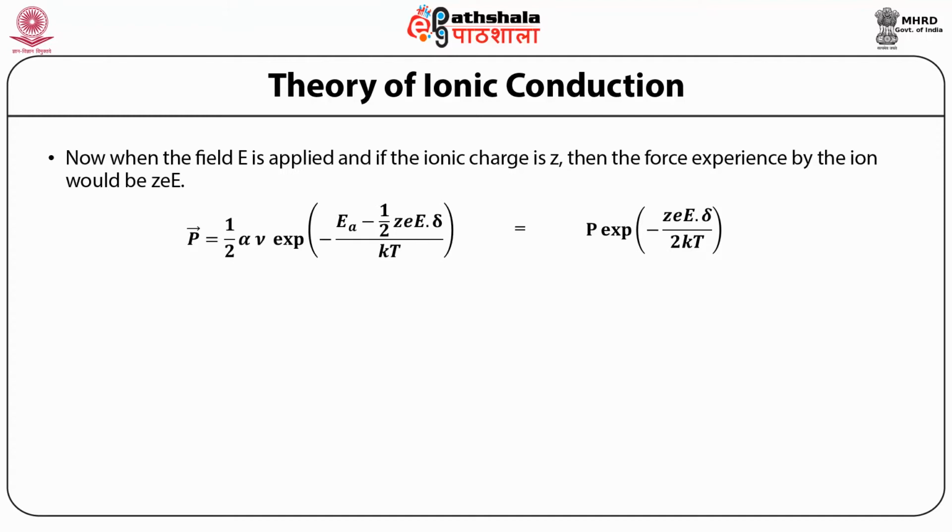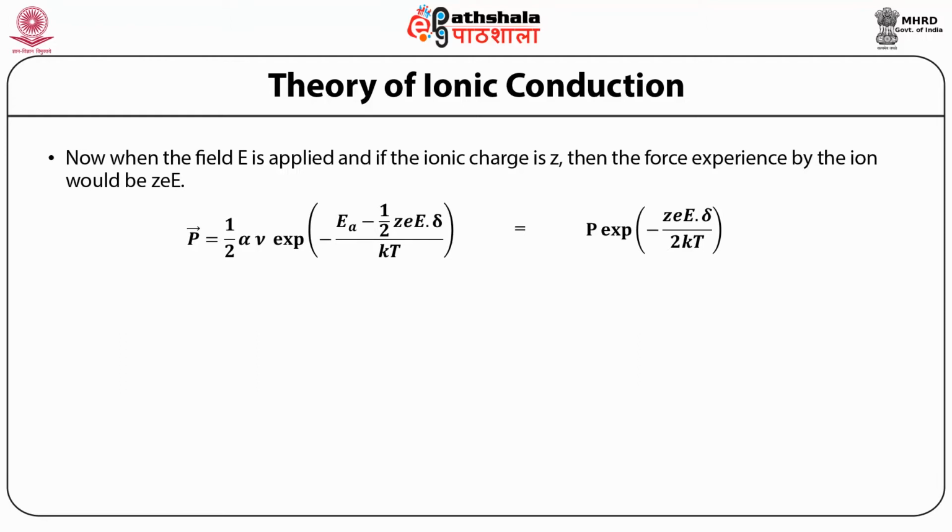Now, the probability that ions will move to its right is given as P equals alpha nu by 2 exponential minus (E_A minus 1 by 2 ZeE delta) by kT, which is equal to P exponential ZeE delta by 2kT. Similarly, the probability of ions moving to its left would be P equals 1 by 2 exponential minus (E_A plus 1 by 2 ZeE delta) by kT.